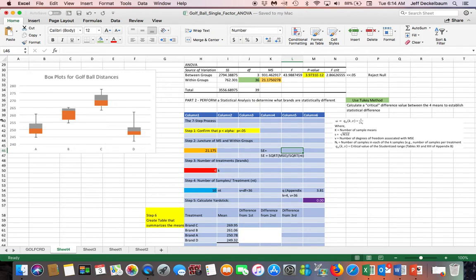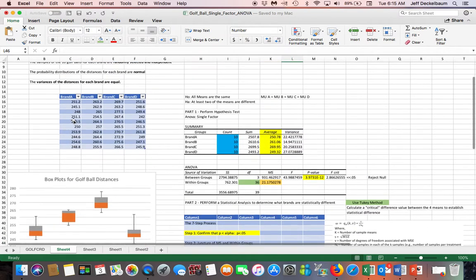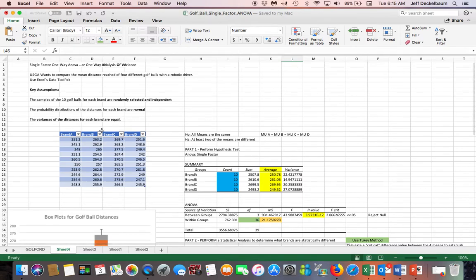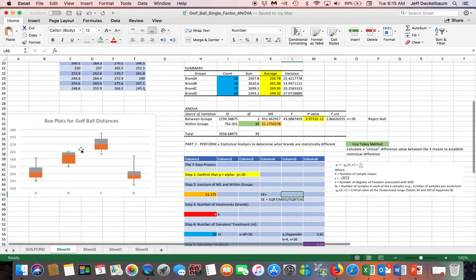These are the four brands. These are the distances driven by the robotic driver. And looking at the scales, I think one can conclude that the variation is equal, which is one of the key assumptions. But it's always a good thing to visualize what your data looks like.